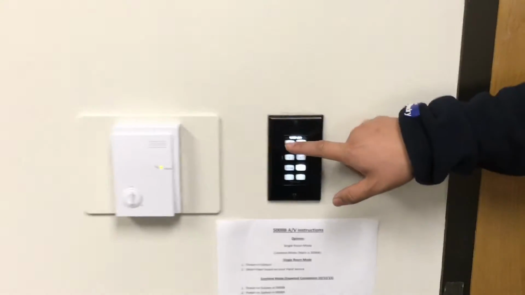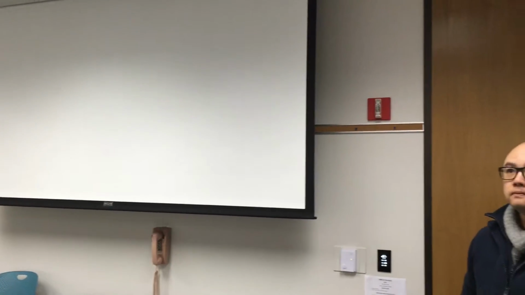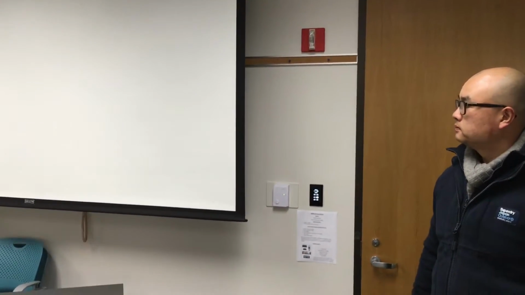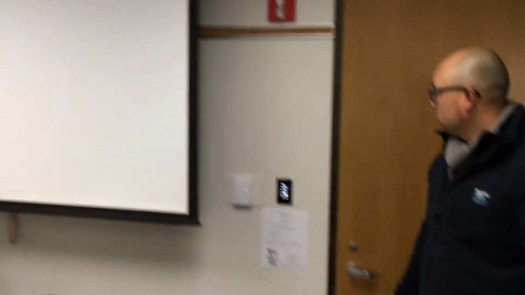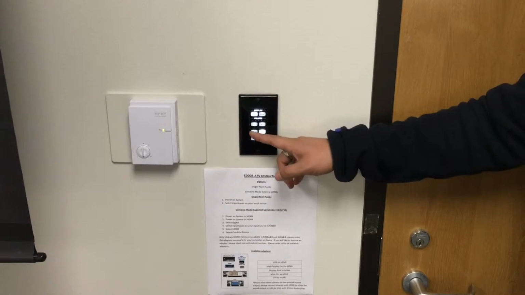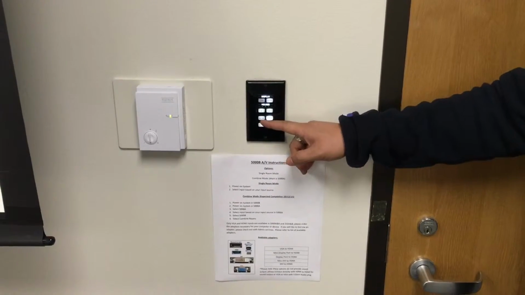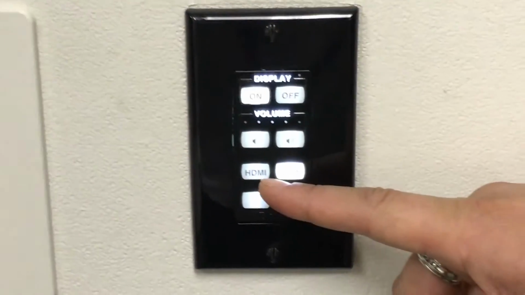Now I'm going to turn on the display. You'll see the screen come out from the top of the ceiling, just like the other one, and the projector will turn on automatically. You can select your source. Here's the volume, and also you can select the source for your display. You can select HDMI or VGA, and the ports are directly underneath the control panel.